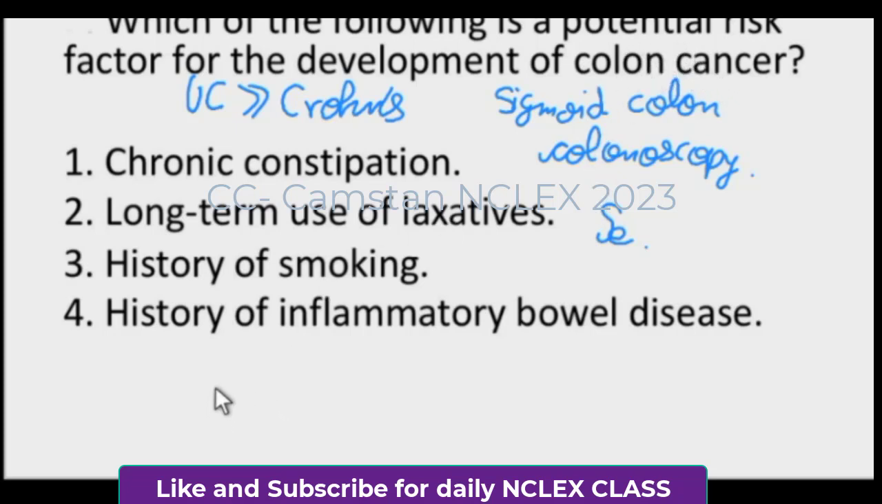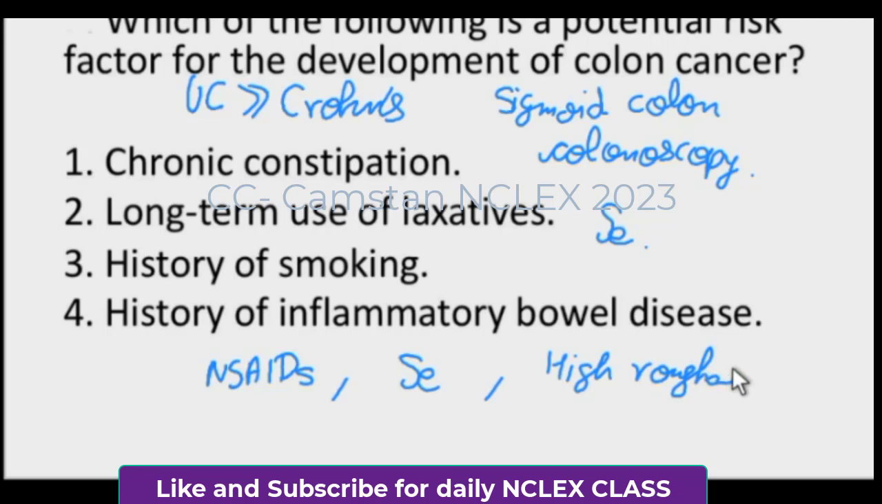Talking about the protective factors, here we have NSAIDs, then selenium, and a diet rich in high roughage or fiber. So these three are the protective factors for colon cancer. Now in the question they are asking about the potential risk factor.